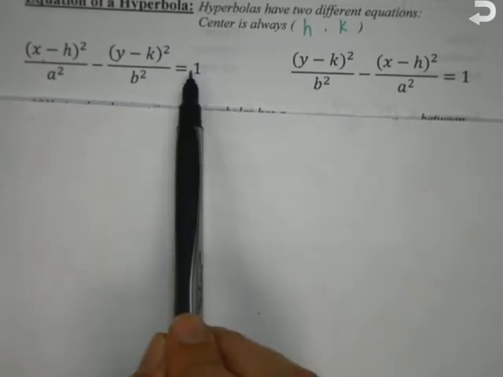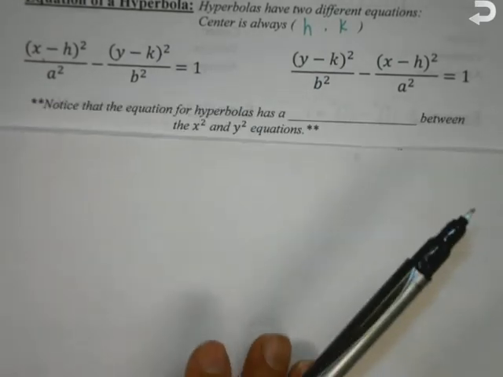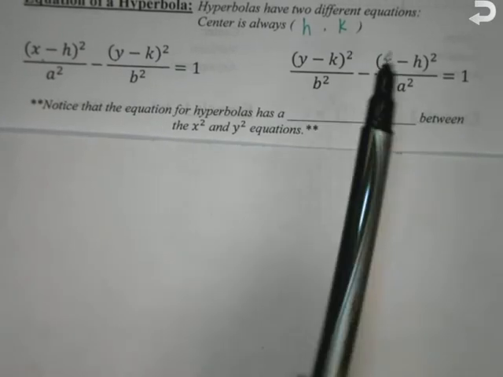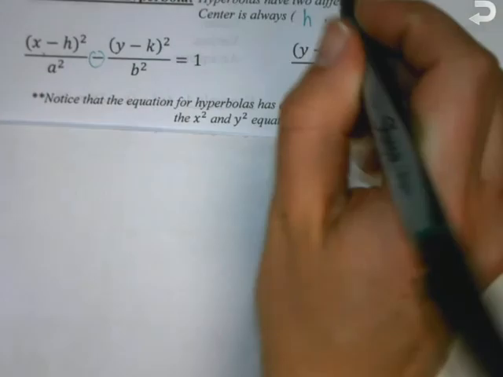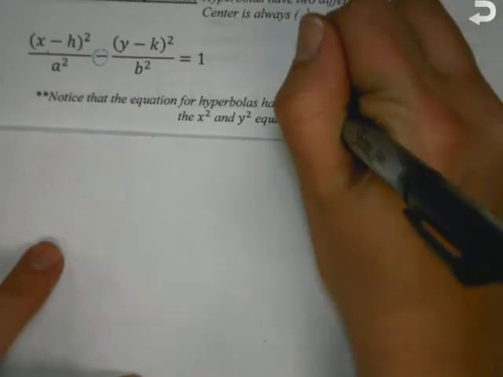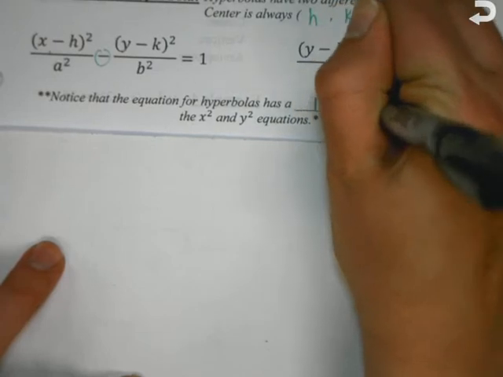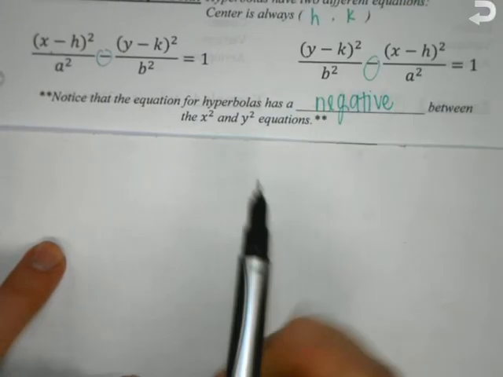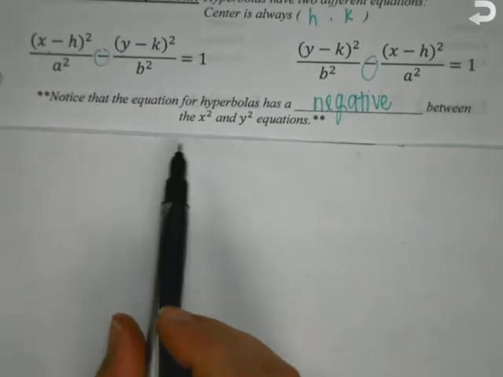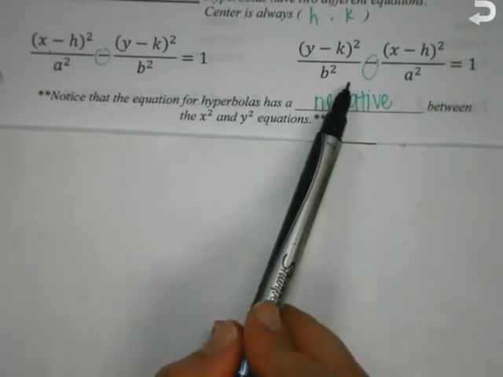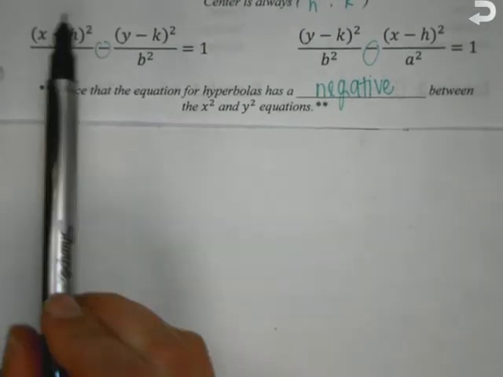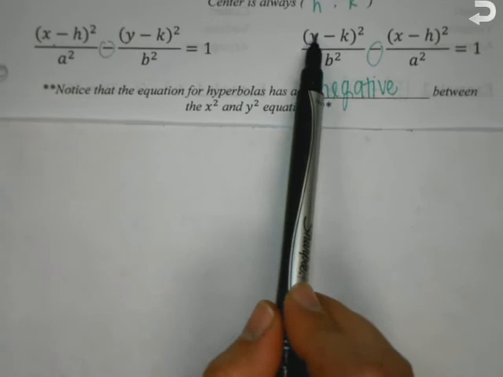So what do you guys notice about a hyperbola that's different than an ellipse or a circle? What does it have that the other ones don't have? It has a subtraction, right? So hyperbolas have a negative between the x squared and y squared equation. So hyperbolas are pretty easy to identify because of that negative. Okay? And the vertices are always whichever one comes first, x's or y's, or whichever one is not attached to the negative. Okay?